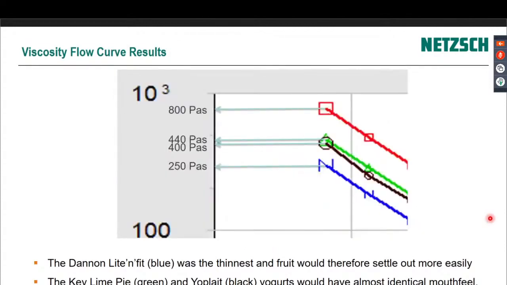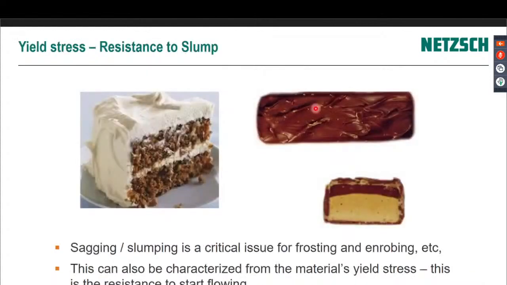So if I take those bottom points of the flow curve there and measure off their viscosities, they all look pretty similar because it's a log scale. But when you actually look at the values, that's 250, 400, 440, and then 800 Pascal seconds. And I understand that the fruit on the bottom, the red curve, they actually wanted it to be extra thick because they didn't want the fruit to get mixed in. They wanted it to be a layered yogurt product, whereas the other ones were fairly uniform. It didn't really matter if they mixed up a little bit during transit.